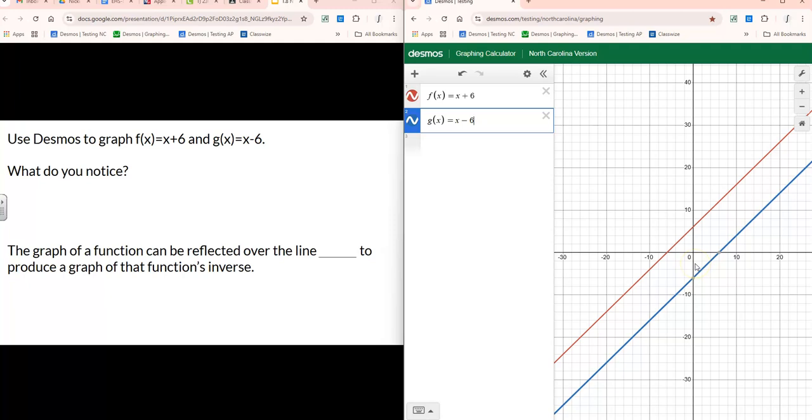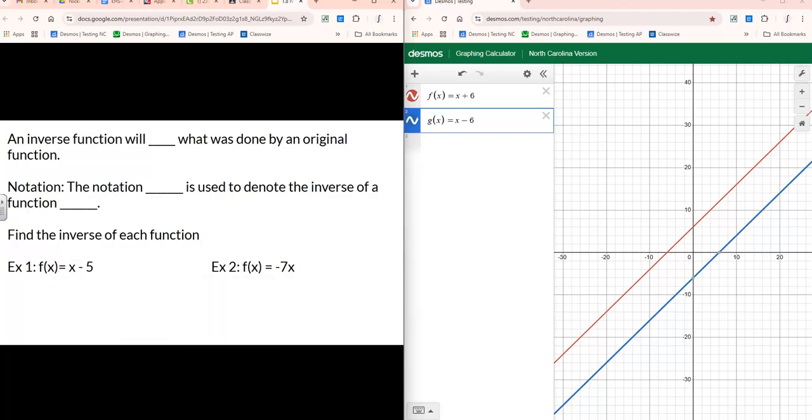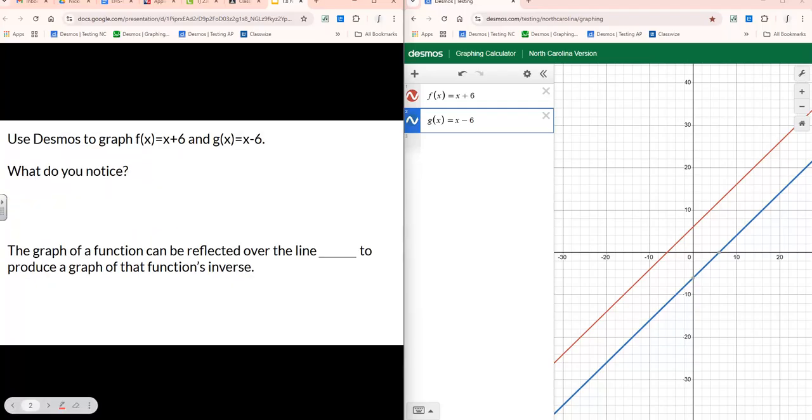So, tell me some things that you notice about these graphs. They are parallel. That's the main feature that sticks out here. I'm going to have us graph another one.